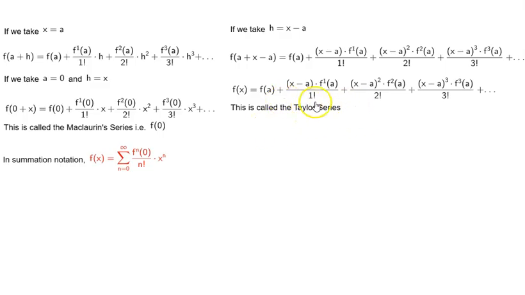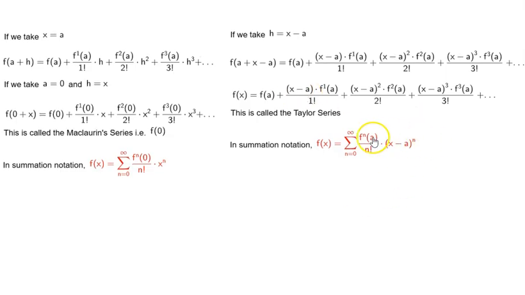Here, the focus is on the Taylor series centered at a. Again, in summation notation, it can be written as f of x is equal to the sum as n goes from 0 to infinity of fn of a divided by n factorial times x minus a to the power of n. So we have arrived at the expression that we have to use to figure out this series.